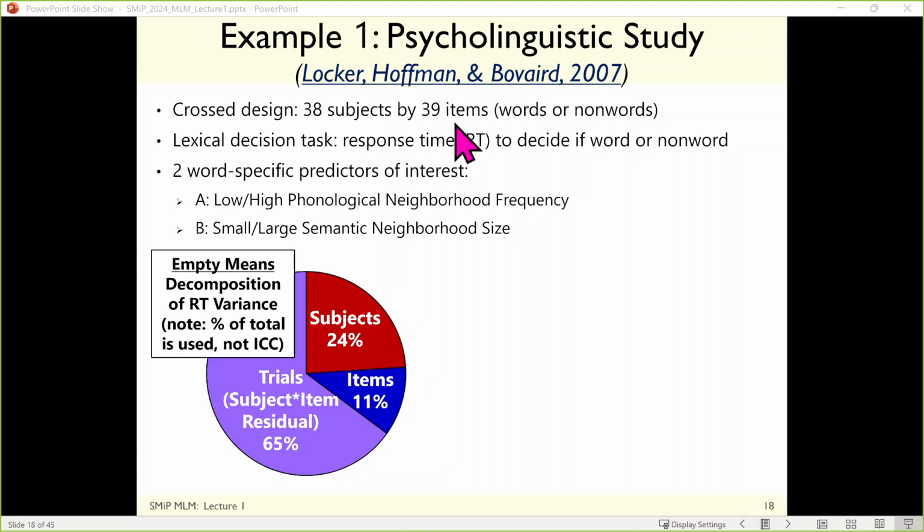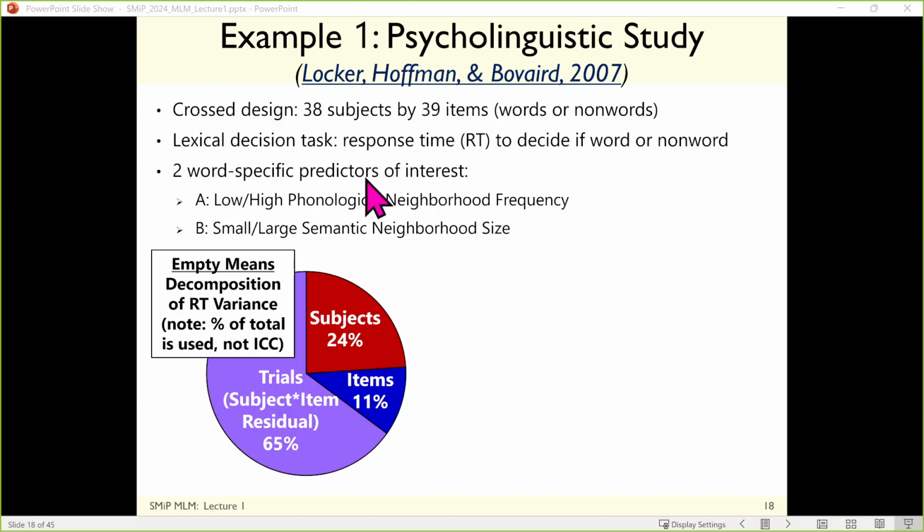So if you care about individual differences in people, you want as many people as possible. If you care about what makes some items more difficult than others or responded to differently, you need as many items as possible. And if you care about both, you need as much data as possible.